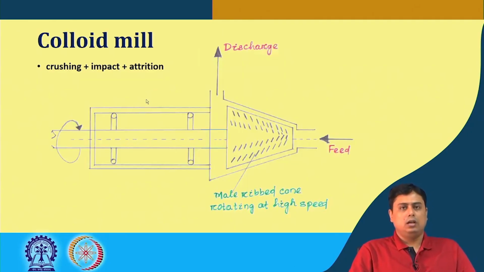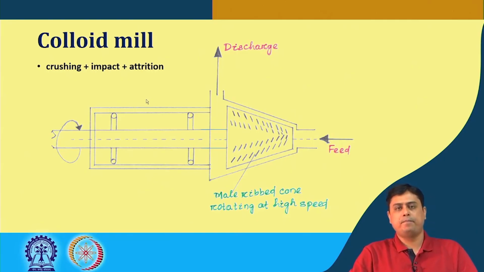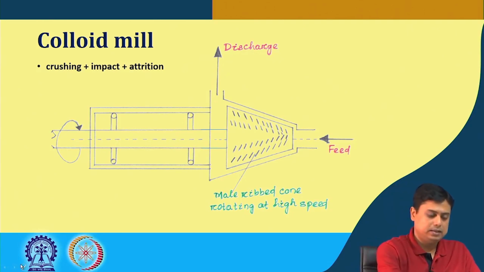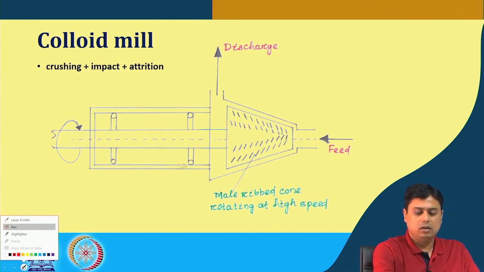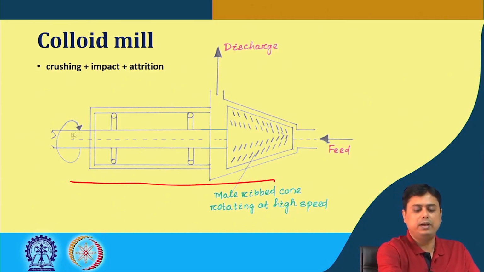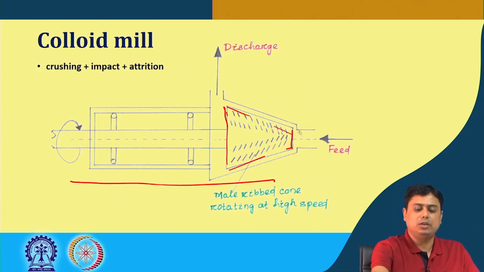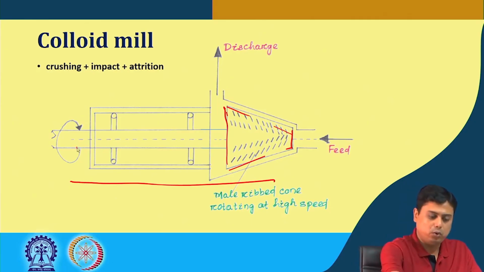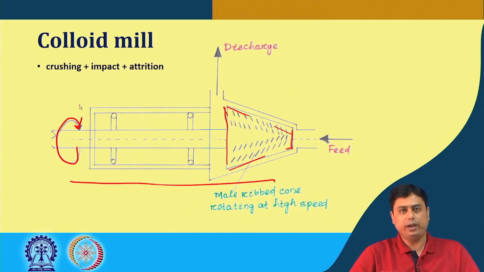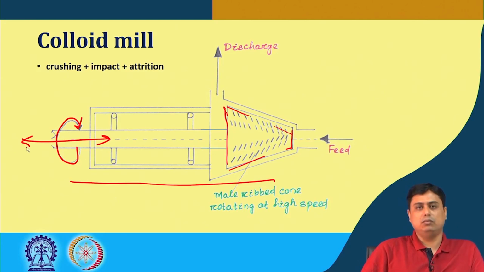The other such example is the colloid mill. Now, in such equipment, we have a setup with a spindle that has a conical head inside a static chamber. This spindle can rotate, as well as have a horizontal movement.